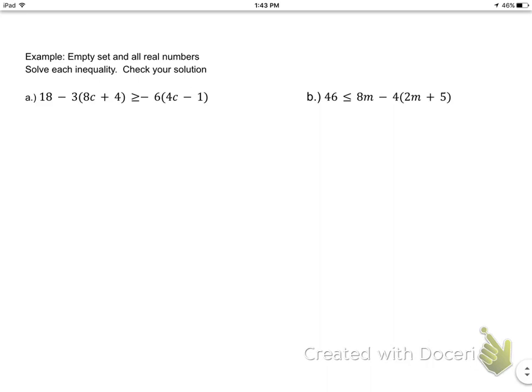So on this one, it's 18 minus 3 times the quantity 8c plus 4. So I need to multiply the negative 3 in first. Negative 3 times, 18 comes along for the ride. Negative 3 times 8? Negative 24c. And negative 3 times 4 is negative 12. I keep going, jump to the other side.